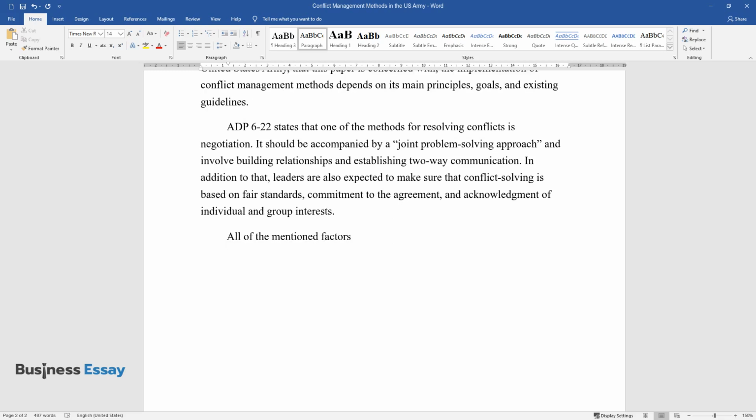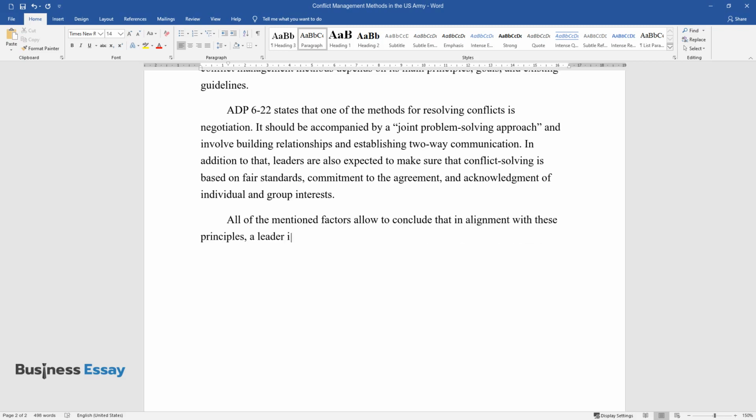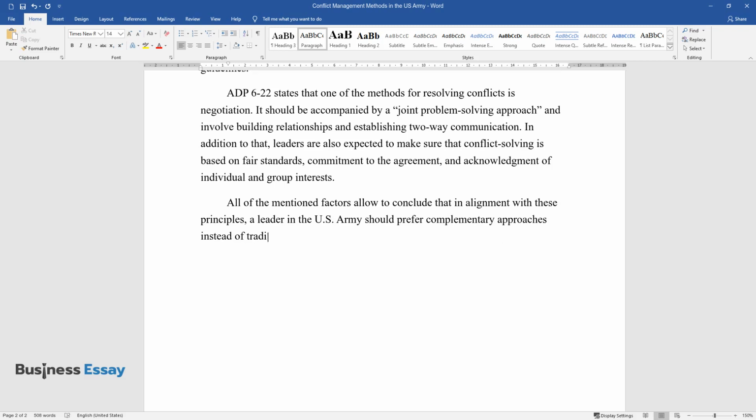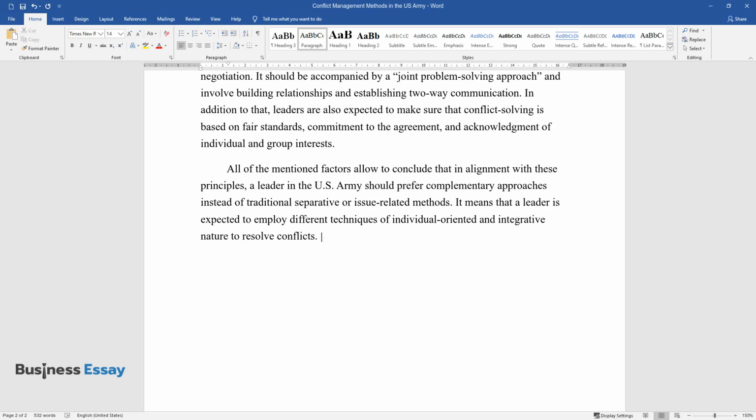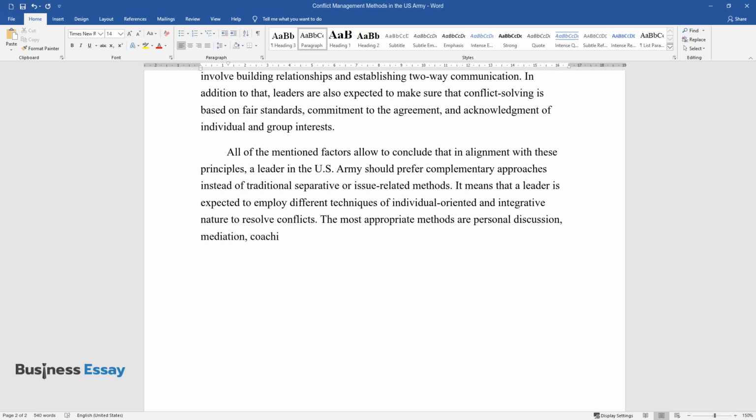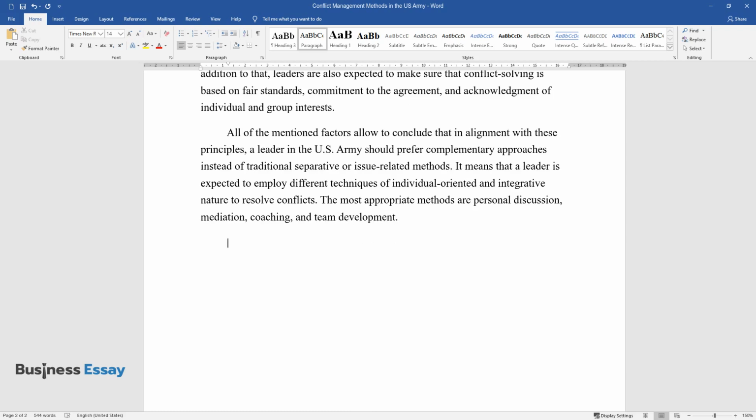All of the mentioned factors allow to conclude that in alignment with these principles, a leader in the U.S. Army should prefer complementary approaches instead of traditional separative or issue-related methods. It means that a leader is expected to employ different techniques of individual-oriented and integrative nature to resolve conflicts. The most appropriate methods are personal discussion, mediation, coaching, and team development.